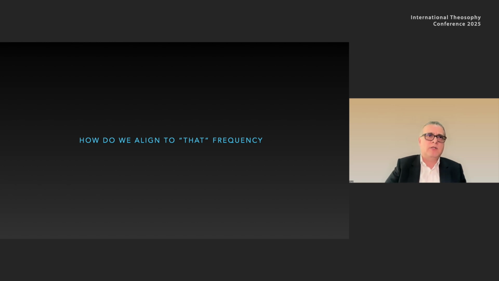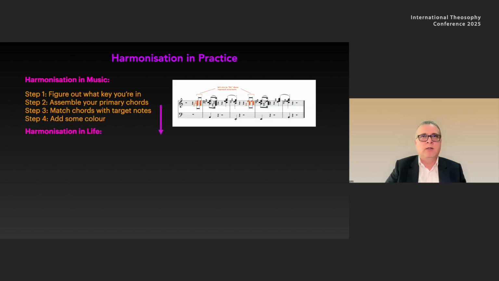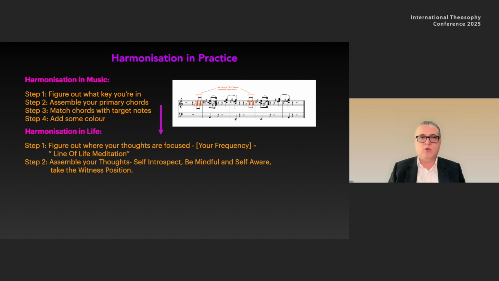So we may ask this question: how do we align to that frequency? In the next slide, we see how musicians can create harmony in music. Similarly, we need to first figure out the key in which we are, assemble our particular chords, match our chords with the target notes, and add some color. So applying this to our life, as step one, we need to figure out where our thoughts are focused. That is, what is our frequency, which means what is the line of our life meditation, what is the focus. And then as step two, we need to assemble our thoughts, self-introspect, be mindful and self-aware, and we need to take the witness position.